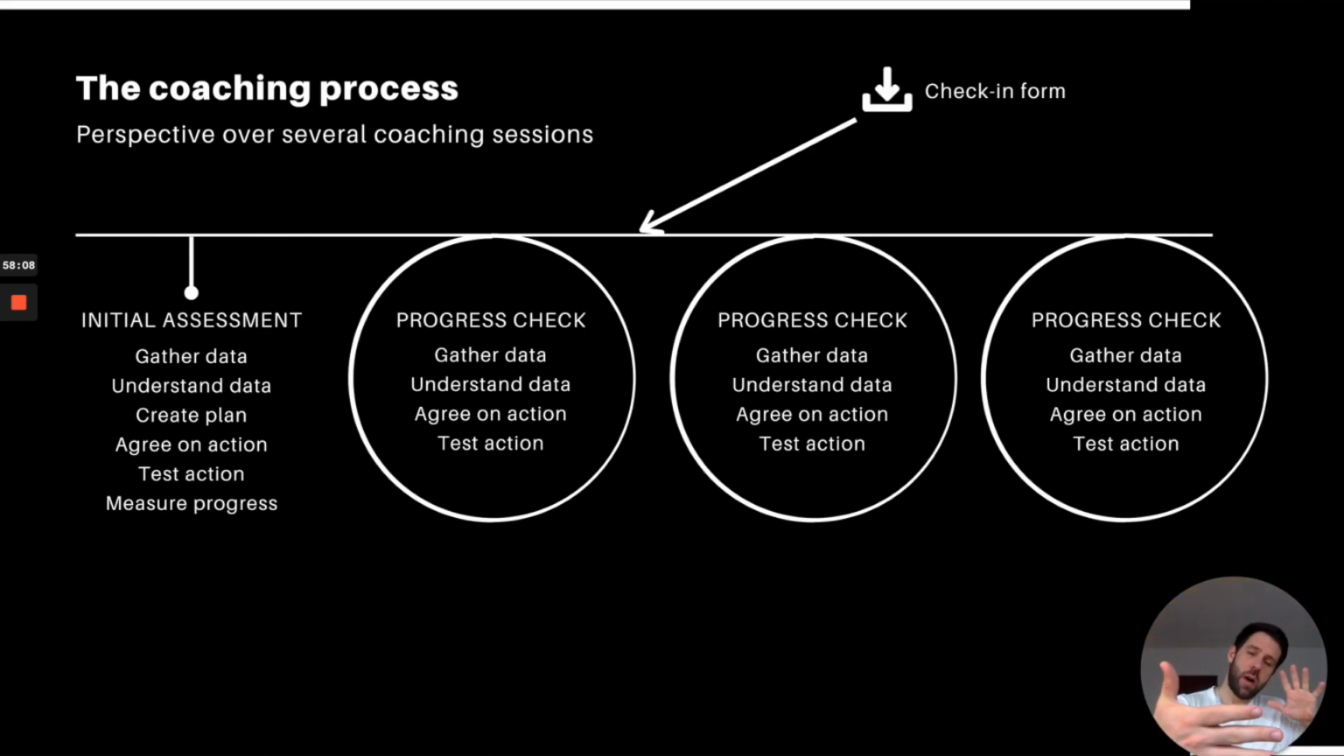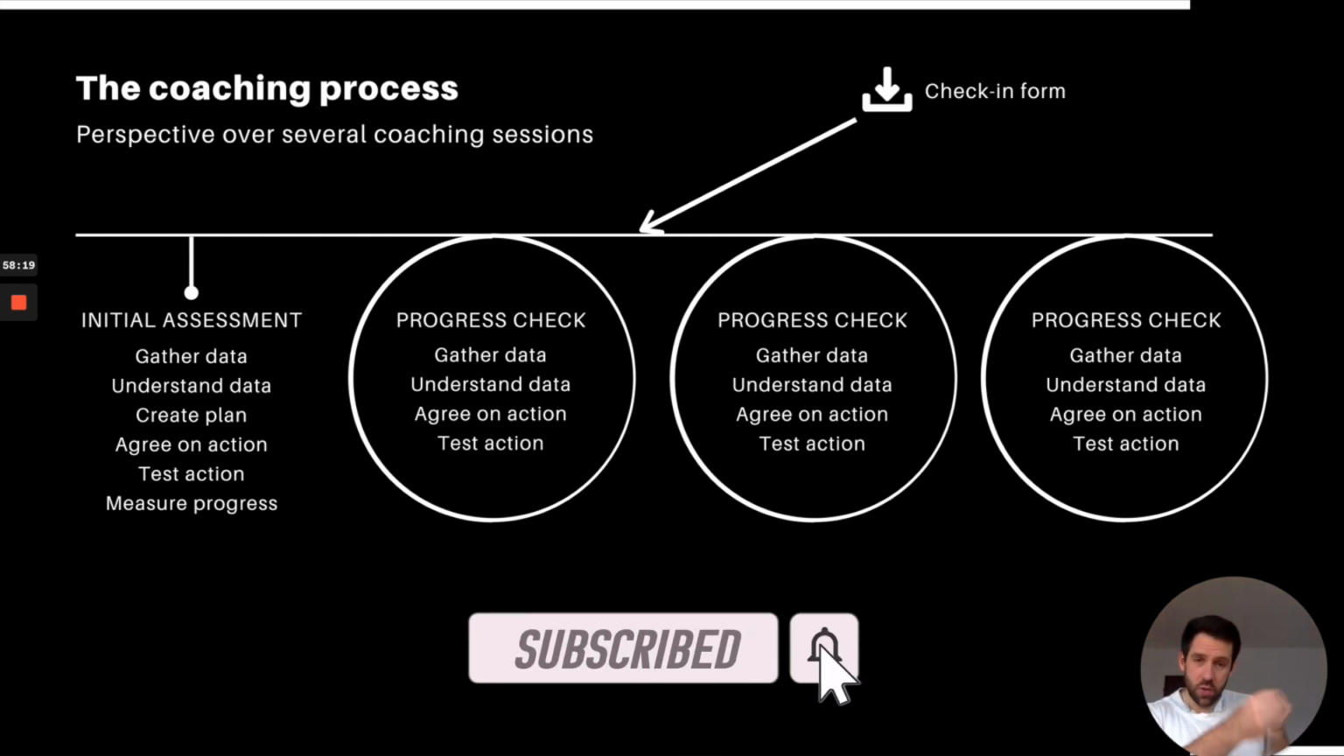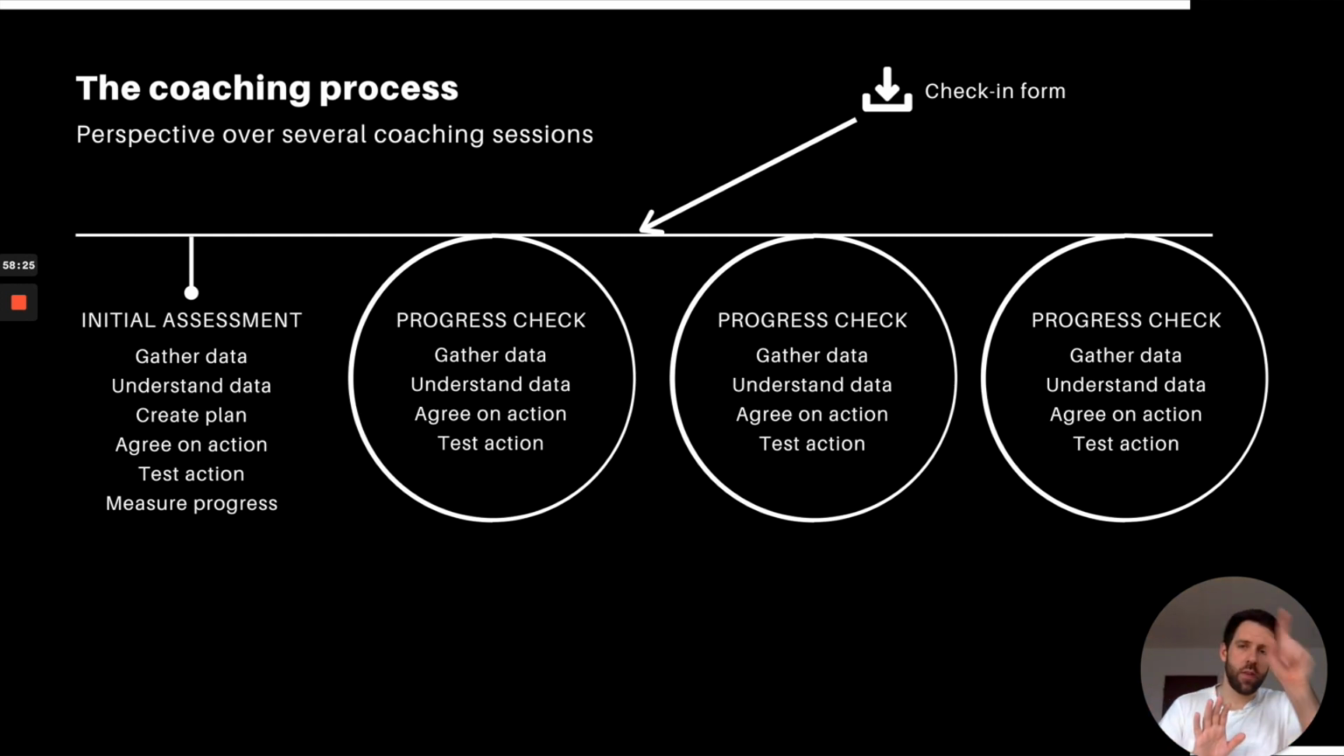Now let's zoom out a little bit more. What are we looking at? We have the initial assessment, the information gathering, creating the plan, agreeing on an action plan, testing the plan, measuring progress. Between the sessions, we have the check-in form where you gather additional data, where you understand what is going on. And then you have in the next session the next agreement of what is the next action. And then you test the action. Again, you have the check-in form where you see if it's working, is it not working, you're evaluating, and you're agreeing on the next action, and you're moving forward.